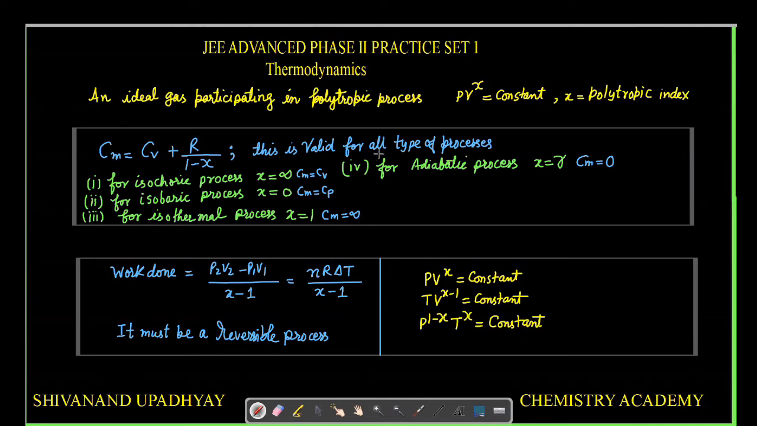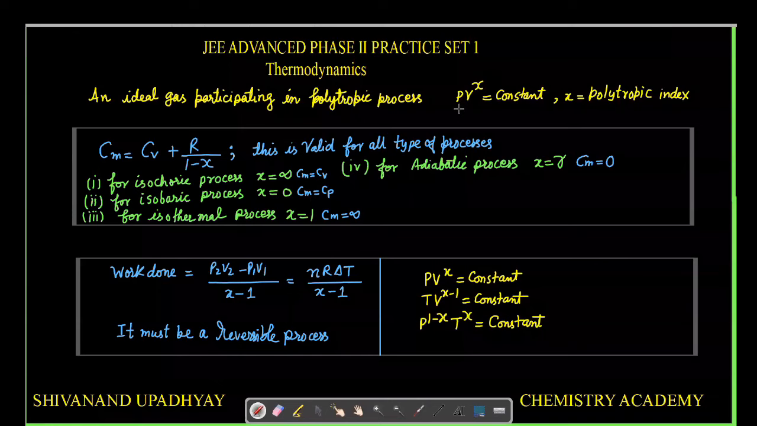So apart from these 4 values, if X is any other value, then also we can find out the molar heat capacity by using this. For the isochoric process, volume is constant, which means X should be infinity. Then Cm is equal to Cv, and we are using it that for isochoric processes, Qv is equal to nCv delta T.